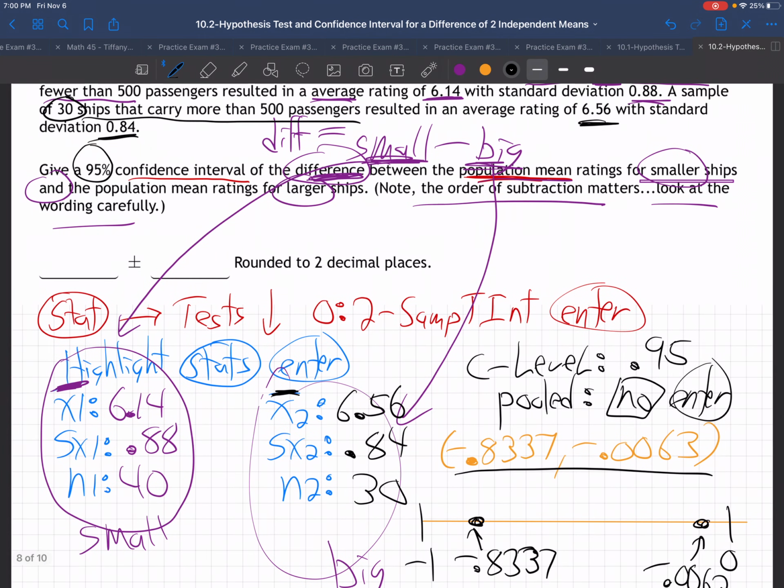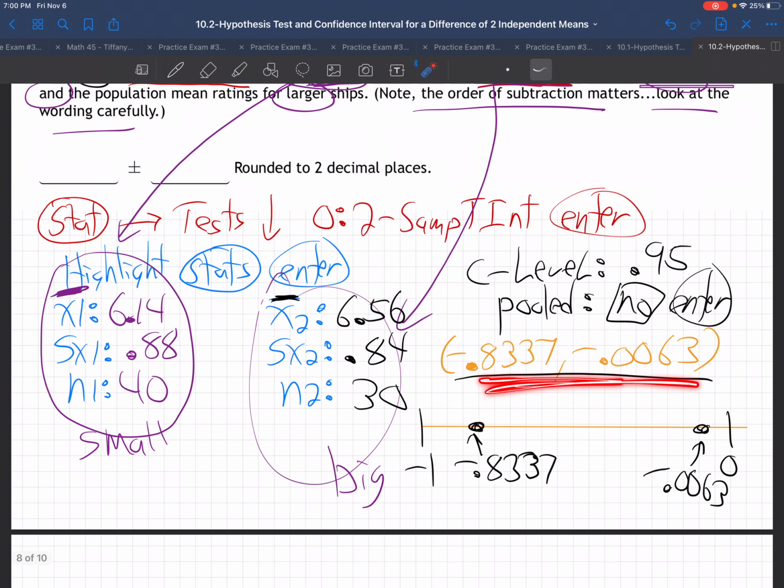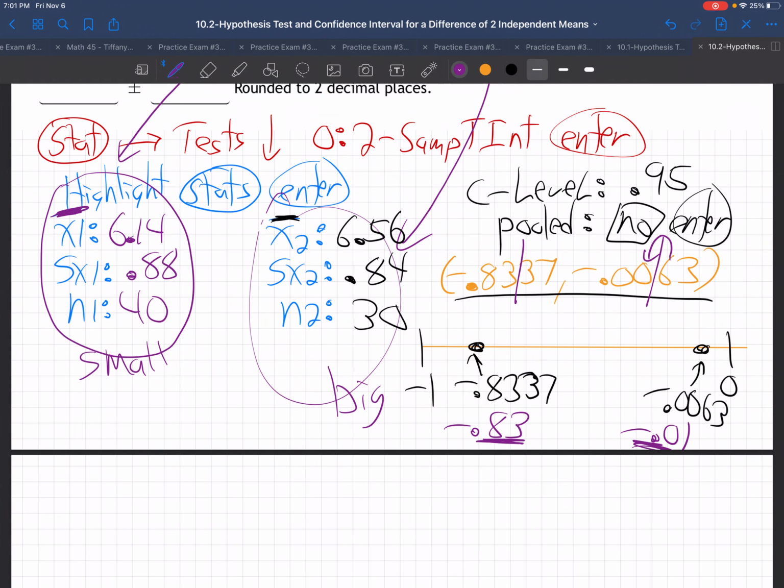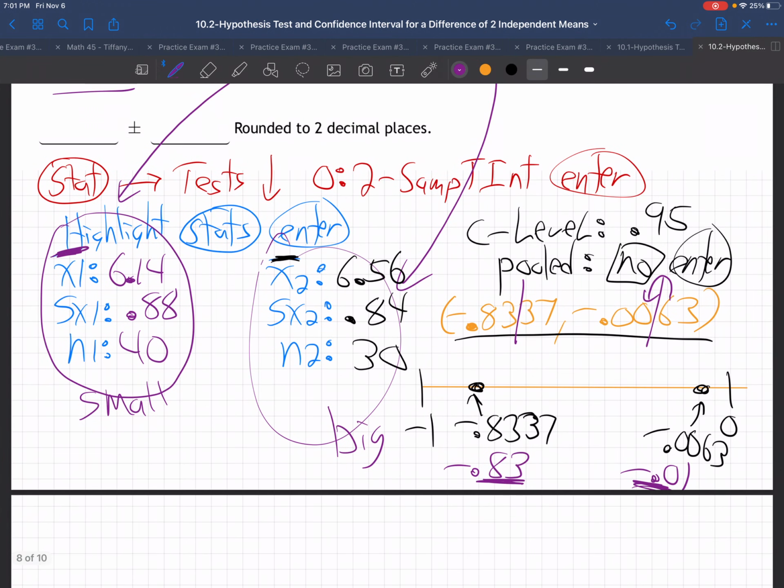But sometimes they want something plus or minus something, and this is one of those times. How do you change from this kind of an answer? Oh, and they want it rounded to 2 places, don't they? So let me do that before I go any further. So cut it here, cut it here. So this will become minus 0.83. And this will become minus 0.01. Do you see that? Because that 6 rounds that to 1. Okay, so minus 0.83 and minus 0.01, rounded to 2 places.